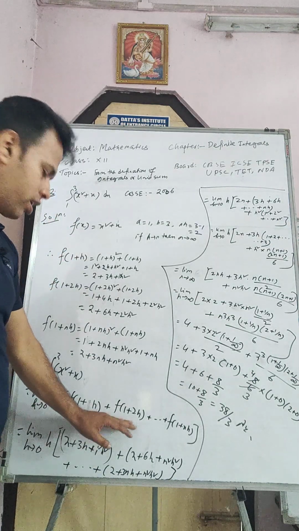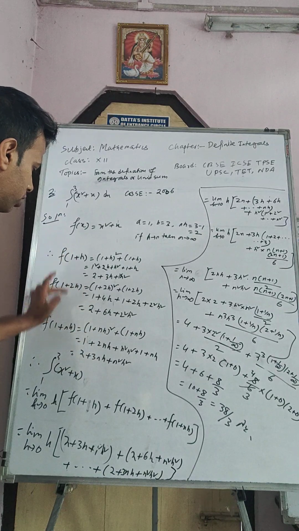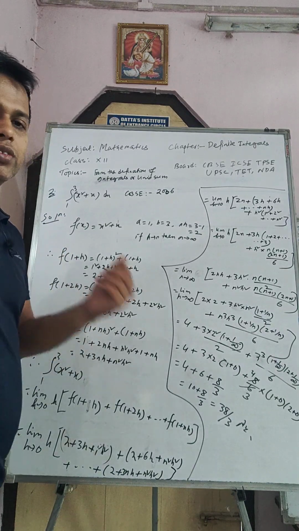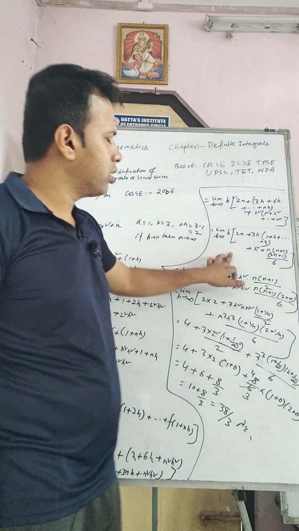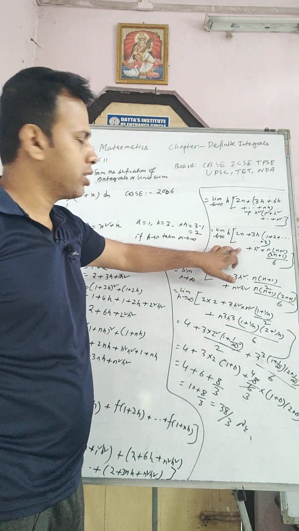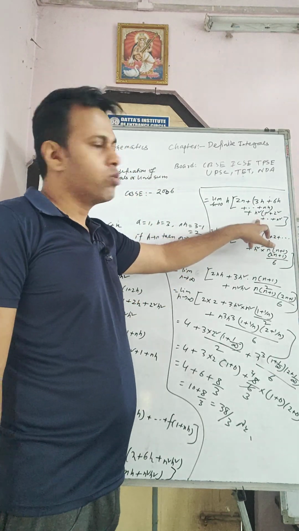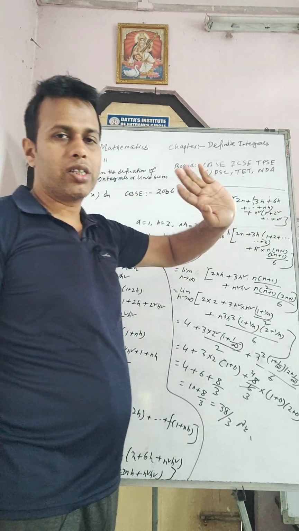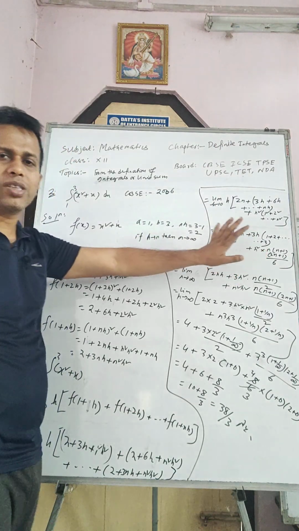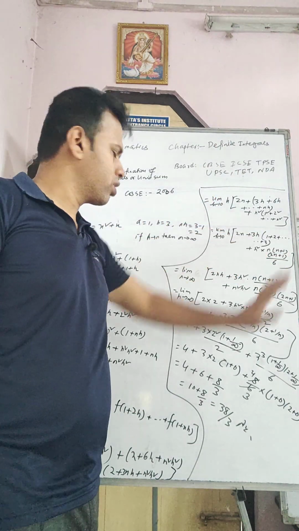I write the formula here, I put the value of this one, and after that I simplify this one. After simplification, what becomes? This one becomes like that: 2n plus 3h into 1 plus 2 plus 3, and this one will be 1 square plus 2 square plus dot dot n square. I use the formula of this, that is arithmetic progression and geometric progression.